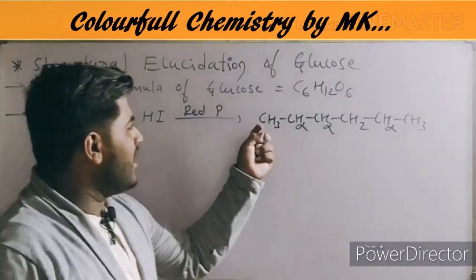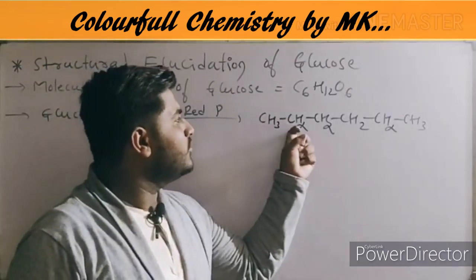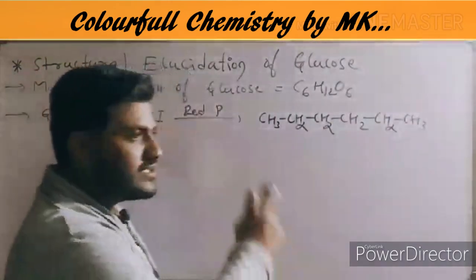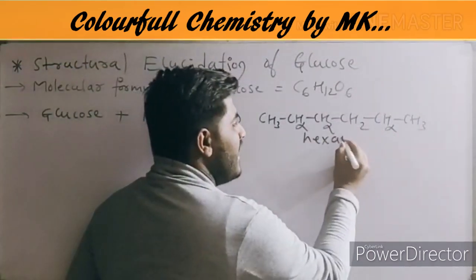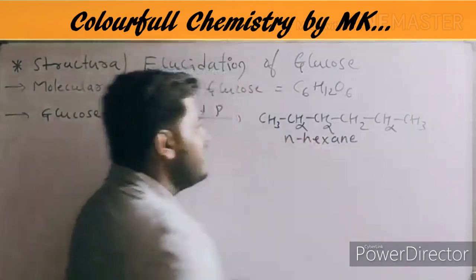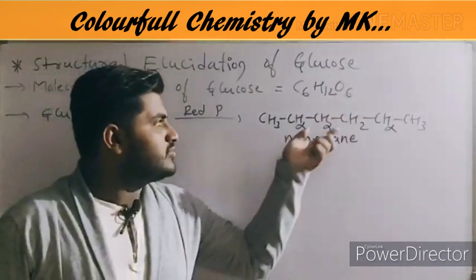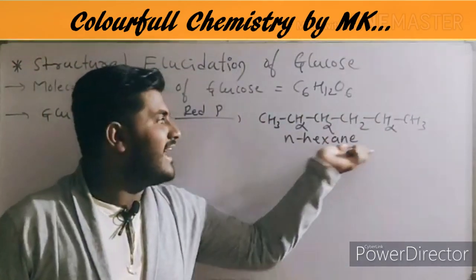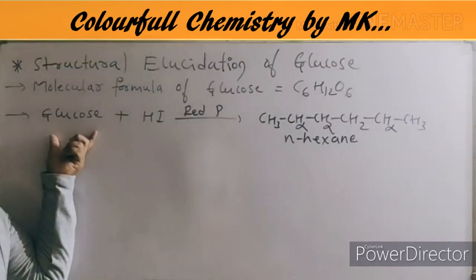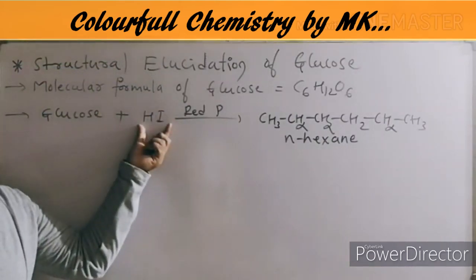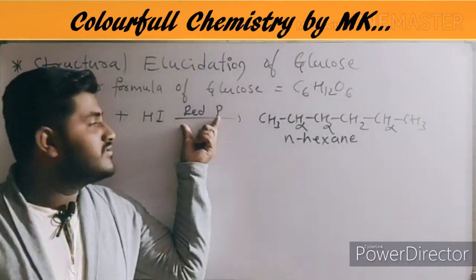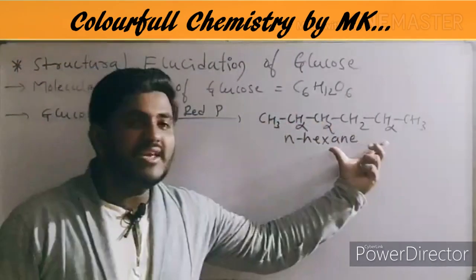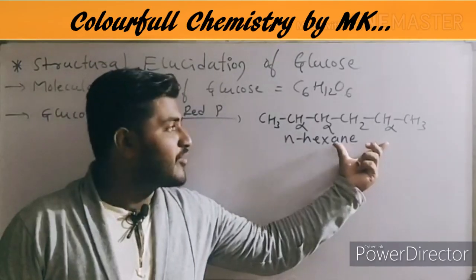Look at the name. How many carbon atoms are present here? 1, 2, 3, 4, 5, 6. So 6 carbon atoms, hexa. All are single bonds, so ane. A straight chain is there, therefore n. So the name of this compound is n-hexane. When glucose is treated with HI, nothing but halo acid, in presence of red phosphorus, nothing but a reducing agent, we are getting n-hexane as a product.